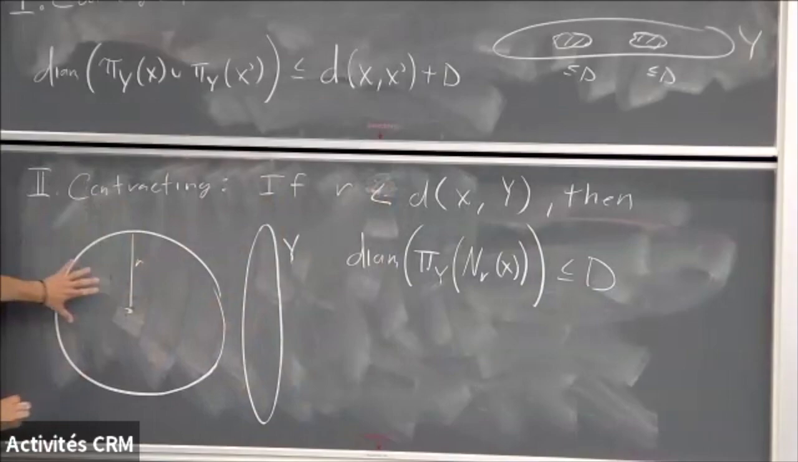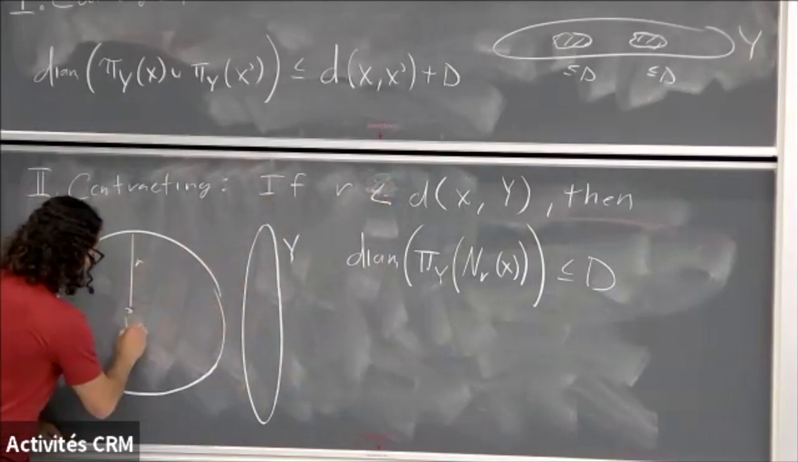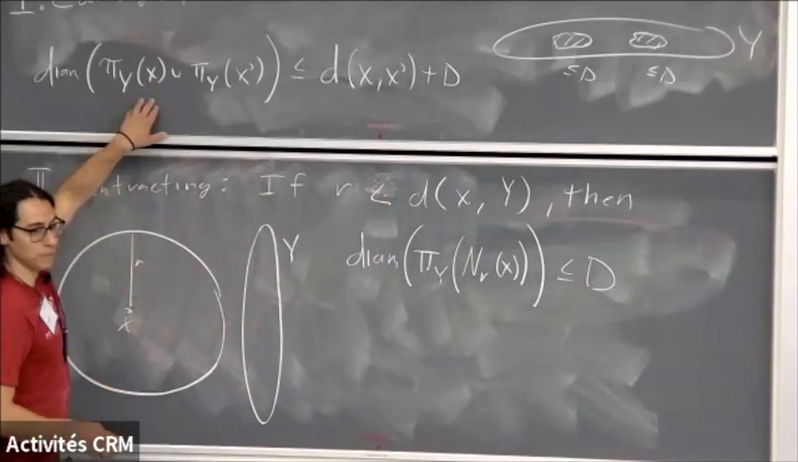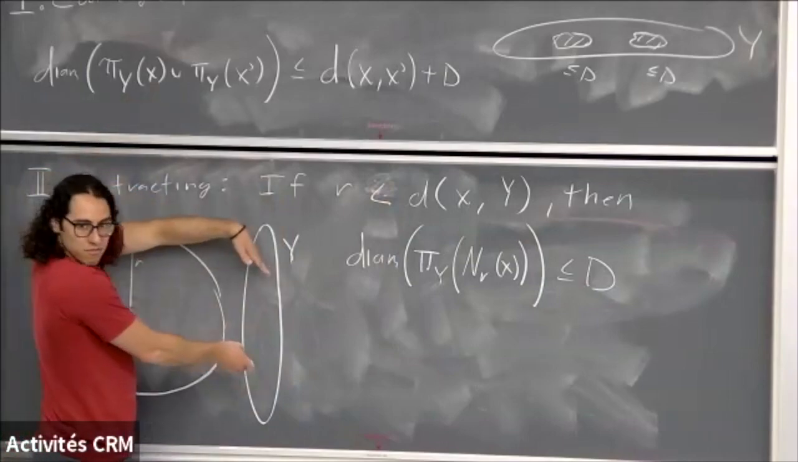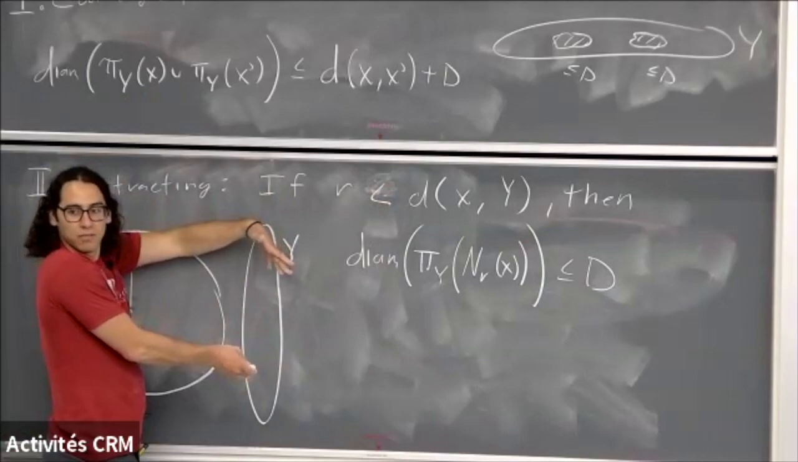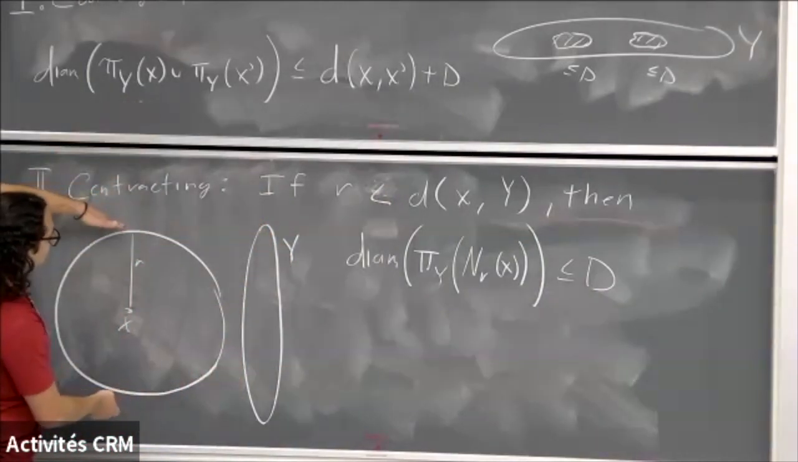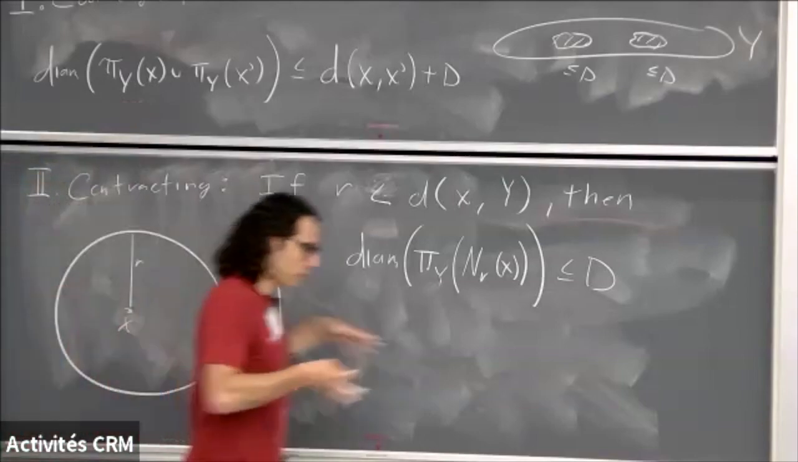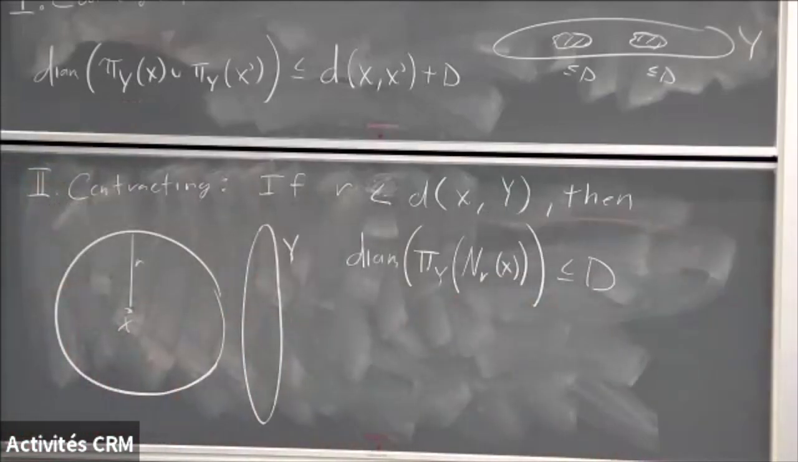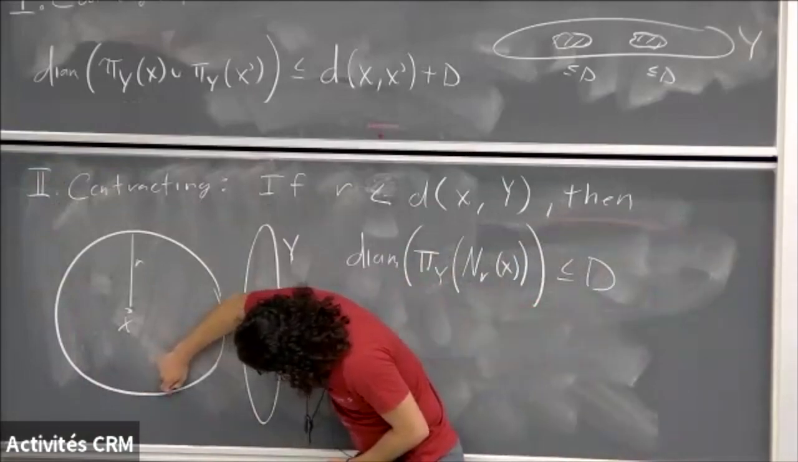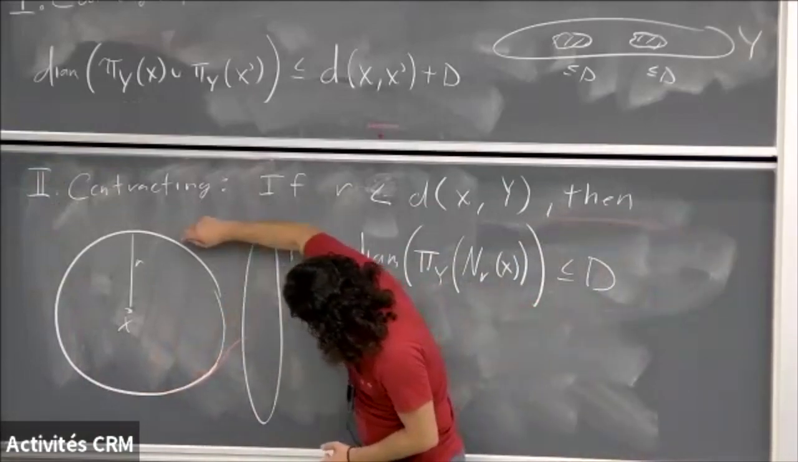Okay, so I have this big ball. It's disjoint from my subset. It's centered at a point X. And this just tells me that the projection is at most R plus D, or maybe 2R plus D. But actually it's much better. This whole ball has this contracting projection where it ends up as a bounded diameter subset. So the whole ball miraculously shrinks down.